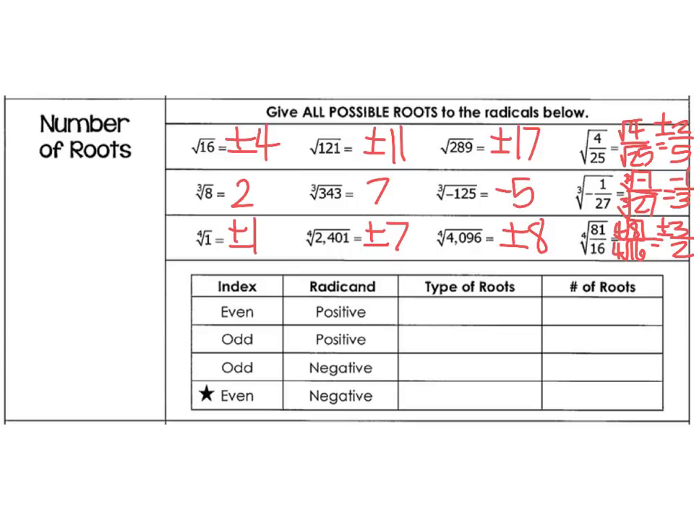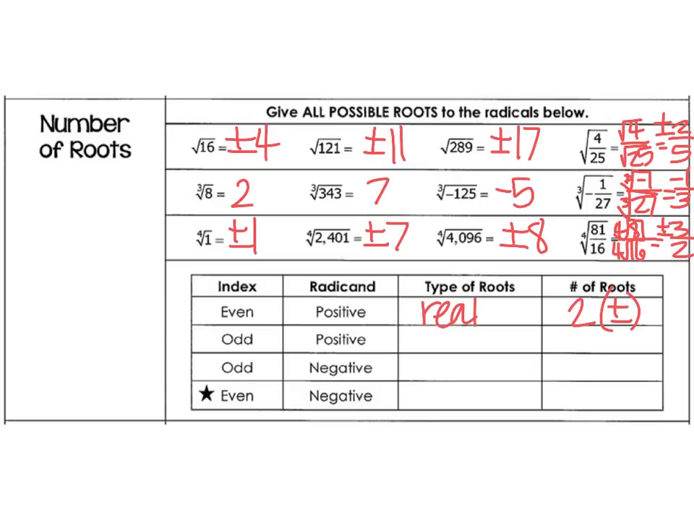So just to summarize, if we look at all these examples, we can come up with certain rules. If our index is even, if it's a square root or a fourth root, and the radicand is positive, so the number inside the house is positive, we know that we're going to have real roots, and the number of roots is going to be 2, and we always do plus or minus. Okay, that's why we have 2 roots. It's always plus or minus your root.